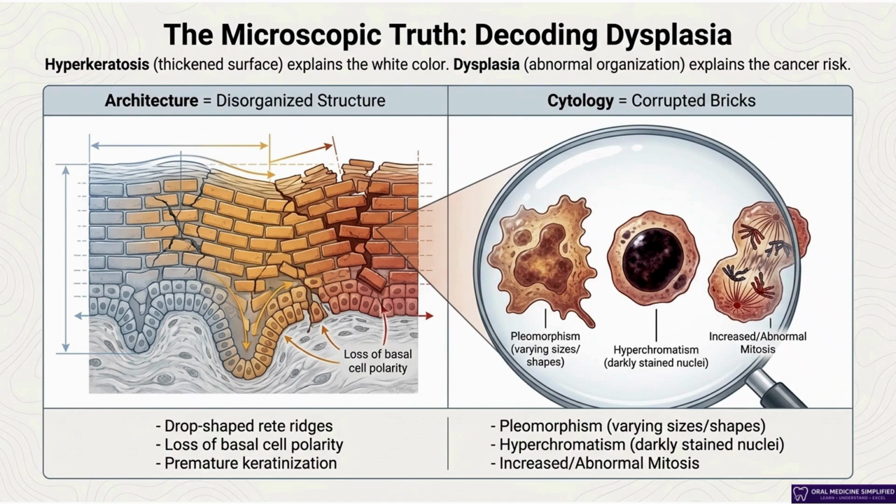This is why biopsy is essential in suspicious lesions. A white patch may look simple clinically, but the microscopic picture may reveal dysplasia, and sometimes a dramatic looking lesion may not show severe dysplasia. So, clinical appearance guides us, but histopathology confirms the biological risk.